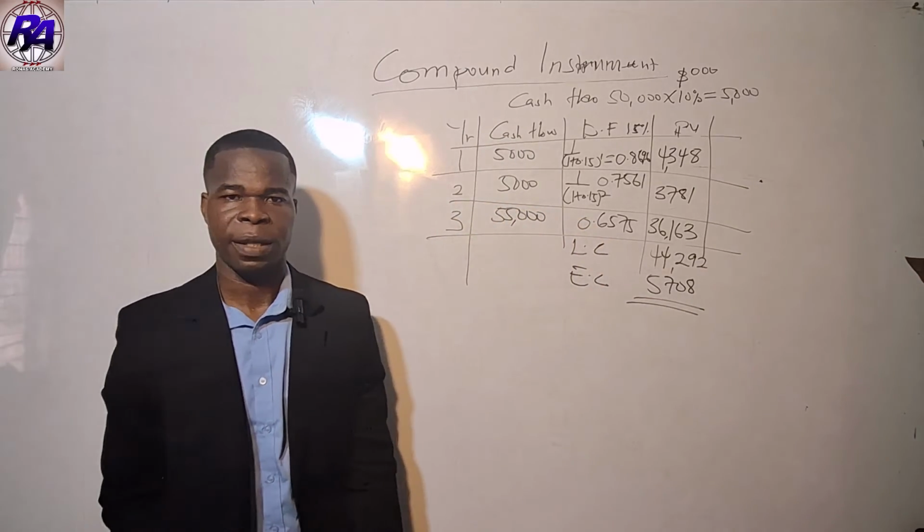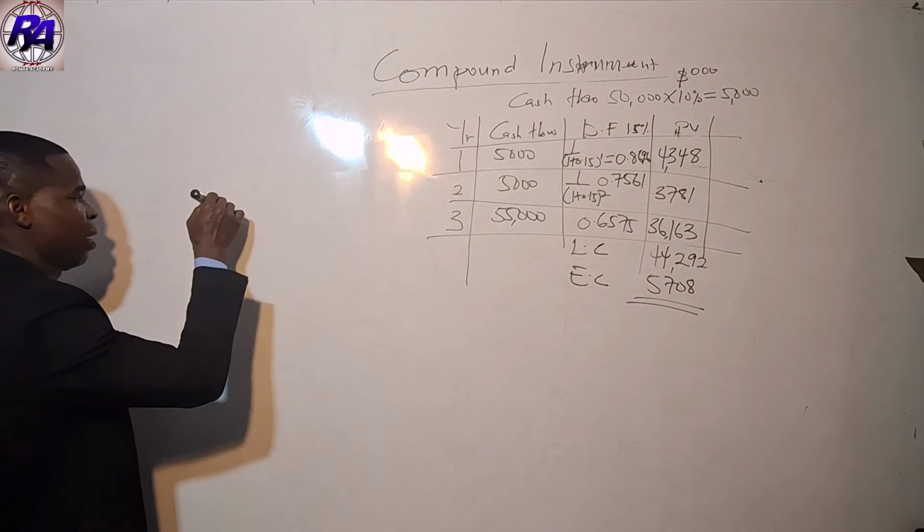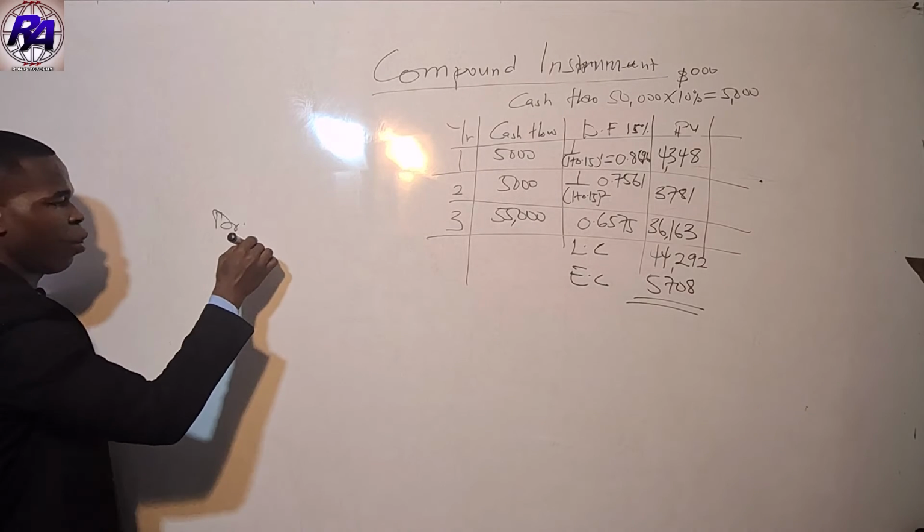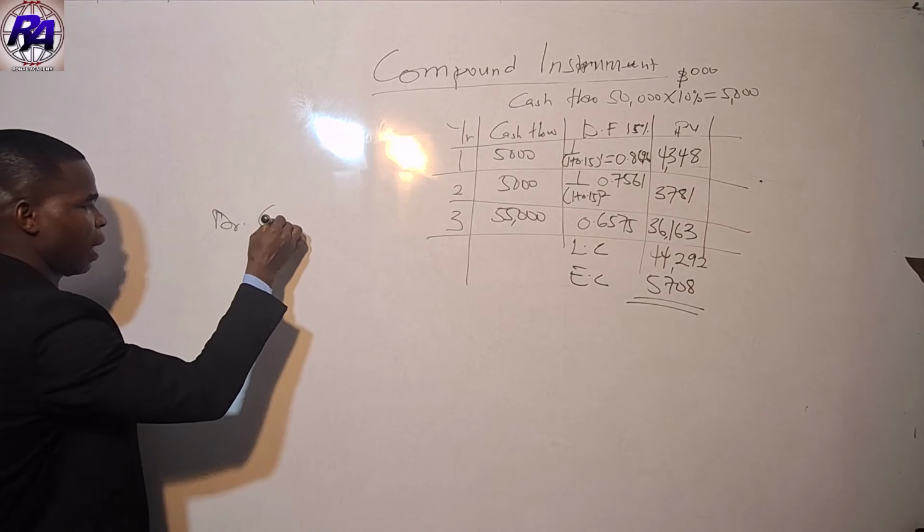All right. So we can do the initial recordings or initial entries. So we are going to debit cash.